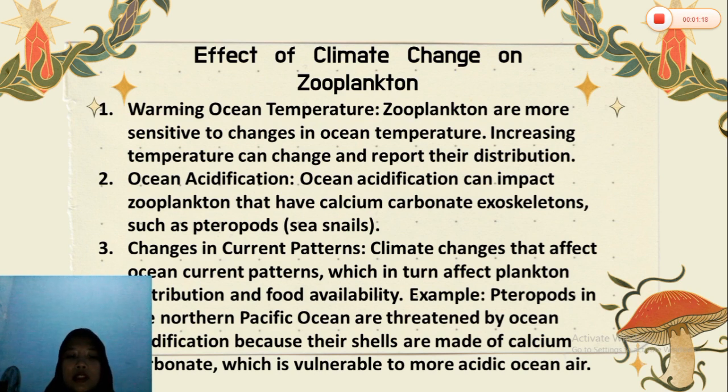Example, pteropods in the northern Pacific Ocean are threatened by ocean acidification because their shells are made of calcium carbonate, which is vulnerable to more acidic ocean water.